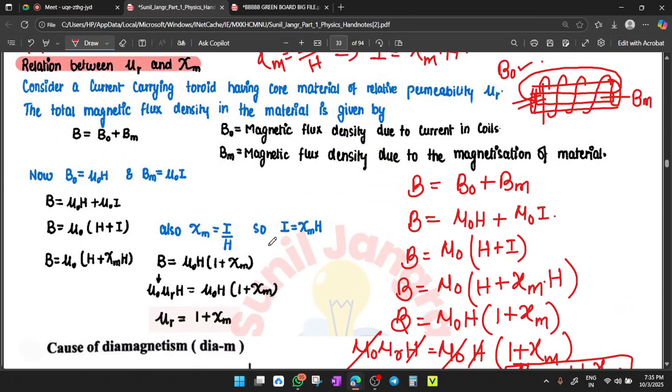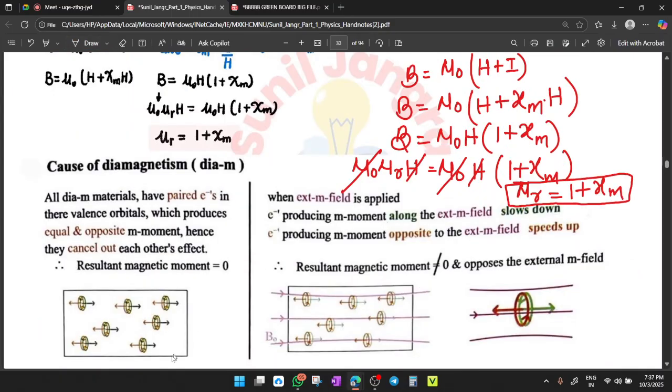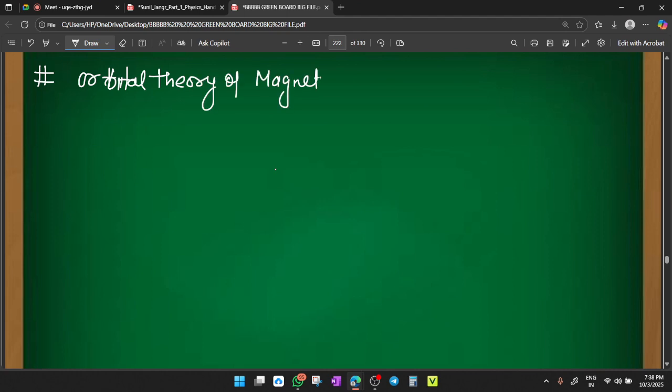Okay. Note it down. Now, the next topic is cause of diamagnetism. So before going to the cause of diamagnetism, try to understand the orbital theory of magnetization. This is part of chemistry. You must have learned about it in d-block elements. There are a few elements that are paramagnetic and diamagnetic, depending on the spinning of the valence electrons. Yes or no?